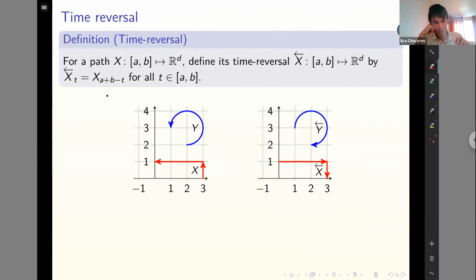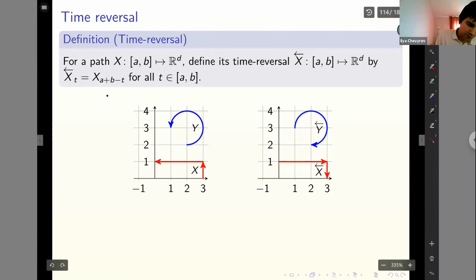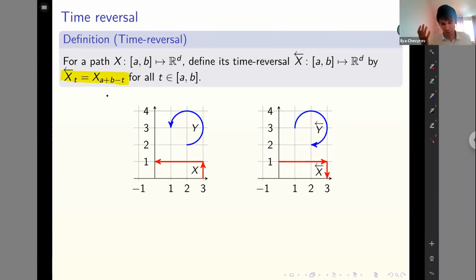One of the final properties that I wanted to cover was what happens when you reverse time. Suppose that you have a path defined on AB, and we want to reverse its time direction. We're going to define its time reversal according to this formula, and it is exactly what you expect it to be. For these two paths that we were looking at before, X and Y, the time reversal is essentially just swapping around the arrow. So you traverse in exactly the opposite direction.